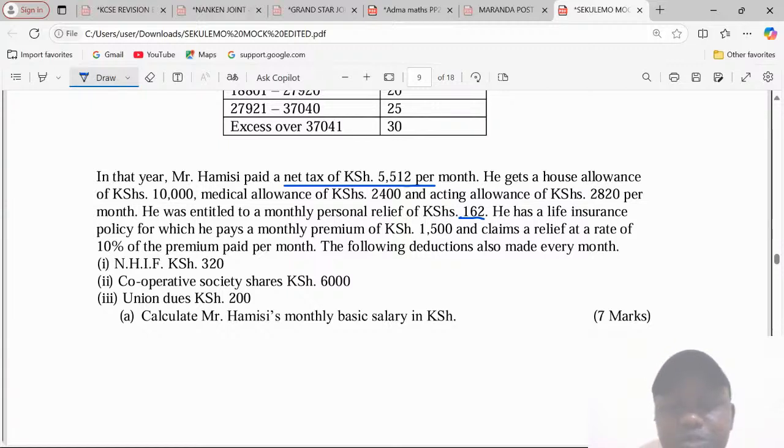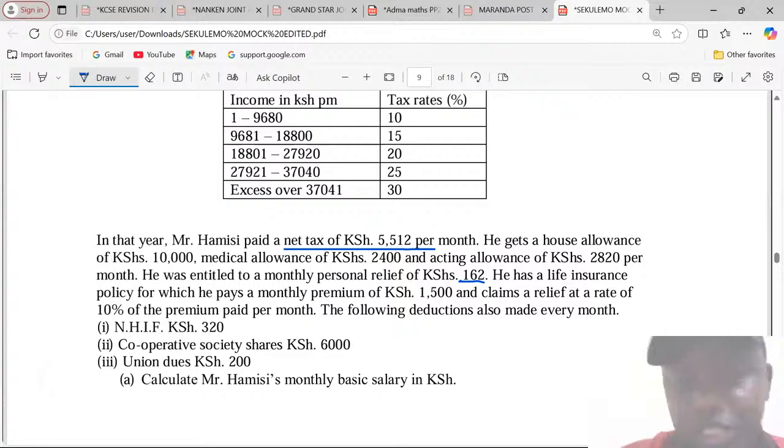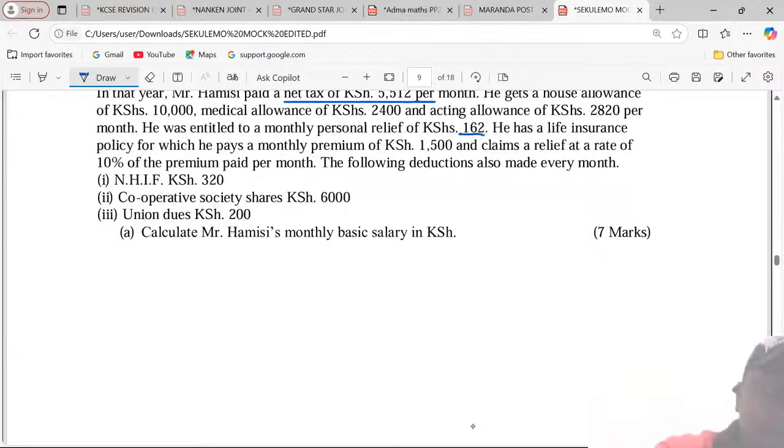The following deductions are also made every month. NHIF 320, cooperative society shares 6,000, union dues are 200 Kenya shillings. Part 1, calculate Mr. and Mrs. monthly basic salary in Kenya shillings. So for us to get the monthly basic salary, we first of all are supposed to get the gross tax.